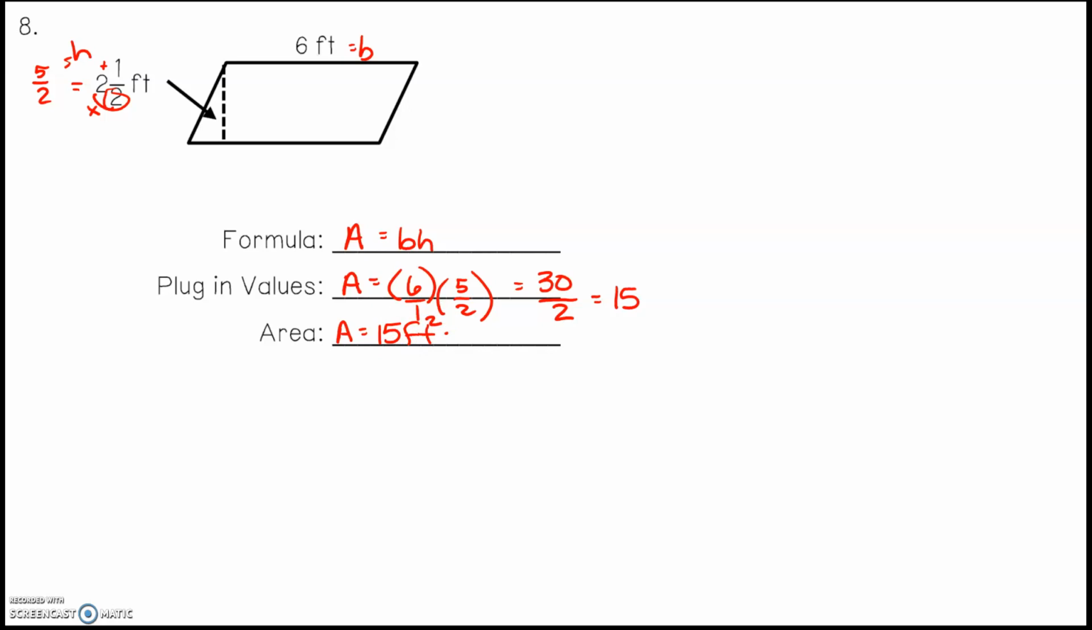Always use the straight up and down line that makes a 90-degree angle. Never use a diagonal or a slanted line as your height. Never, ever, ever.